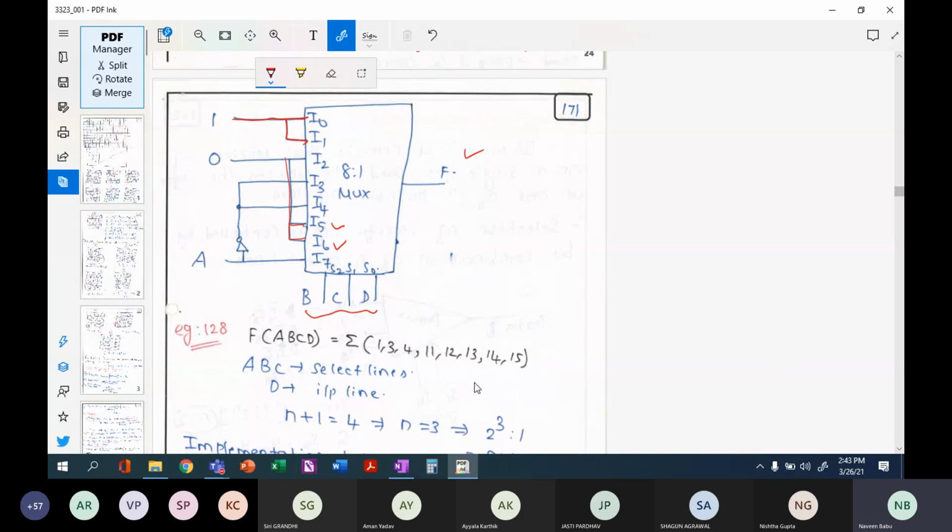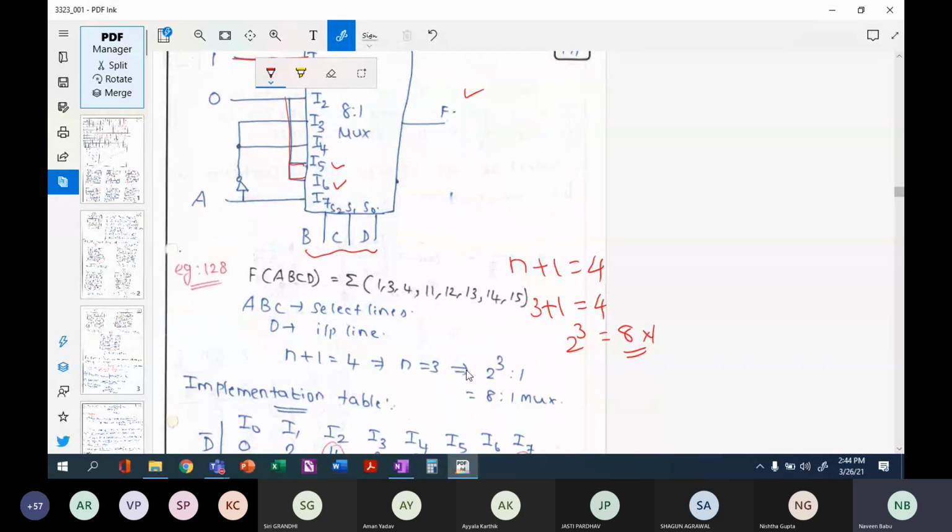Let's take another example quickly. There are 4 variables here, so n plus 1 is 4. The only possibility is 3 plus 1 is 4. So what is 2 power 3? It is 8. So I require an 8x1 multiplexer. Out of these, I can use D as my input and A, B, C as my select lines.